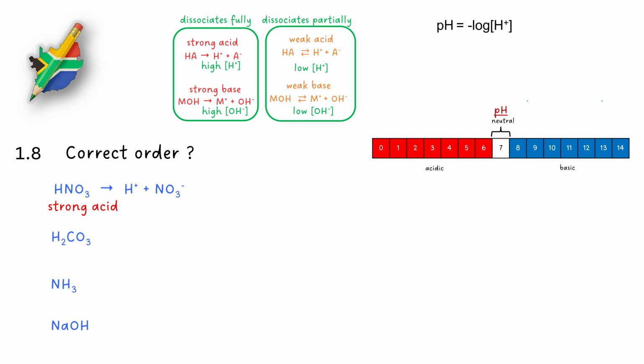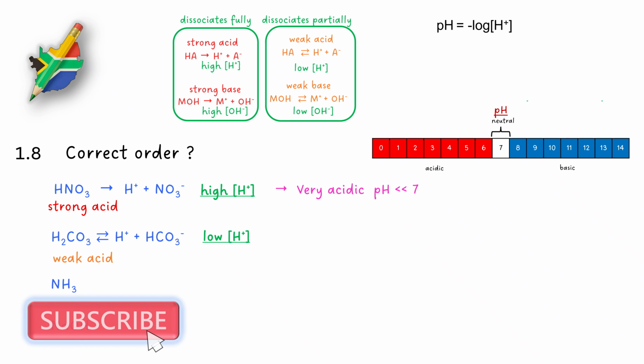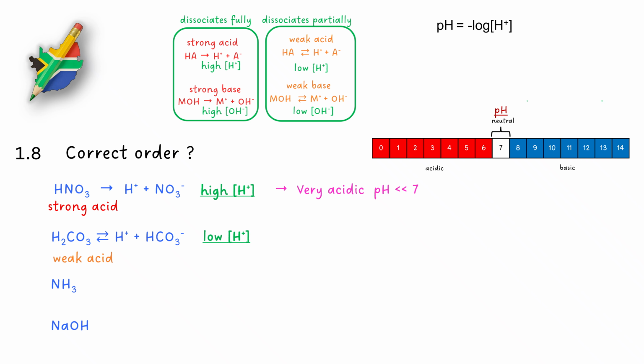Nitric acid is a strong acid, so it dissociates fully and produces a high concentration of hydrogen ions. A high concentration of hydrogen ions gives a low pH, much less than 7. Carbonic acid is a weak acid and dissociates partially, forming a low concentration of hydrogen ions. And so its pH is still in the acidic region, but it is weakly acidic, and its value would be higher than that of nitric acid, but still less than 7.